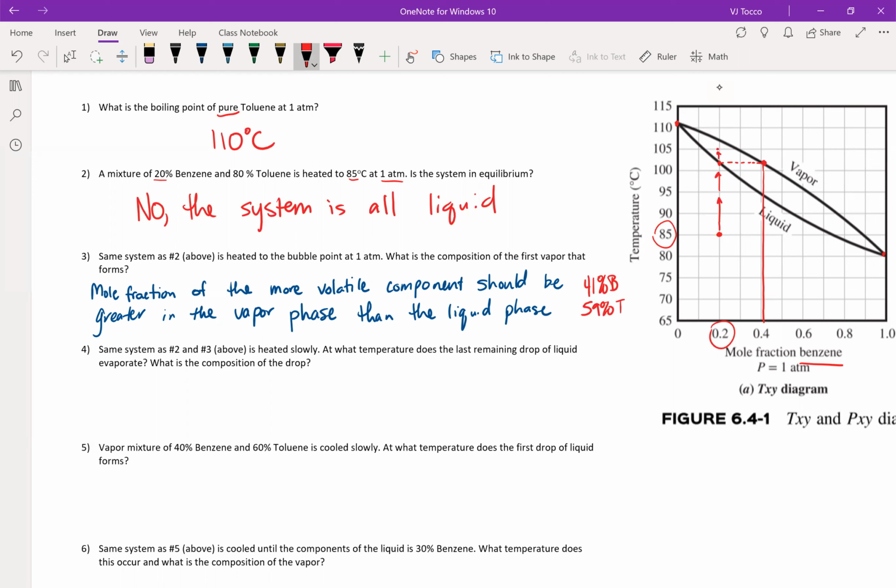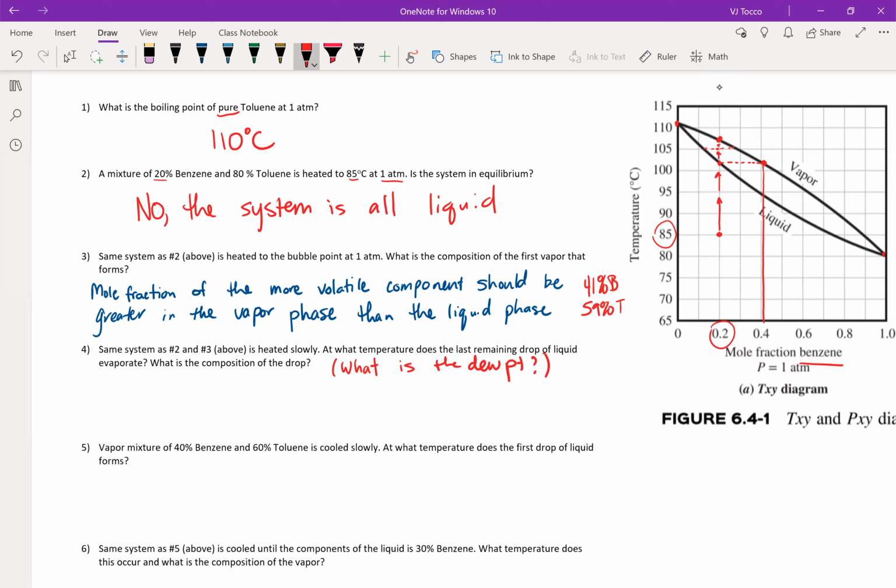And if I were at 105 degrees, for example, remember I'd still have the tie line. The composition of my liquid and vapor phases could then be found. This particular question asks me at what temperature does the last remaining drop of liquid evaporate? This is asking me what is the dew point? Okay, so I just continue to rise until I reach equilibrium again.